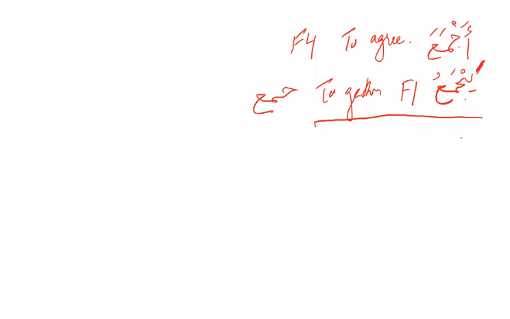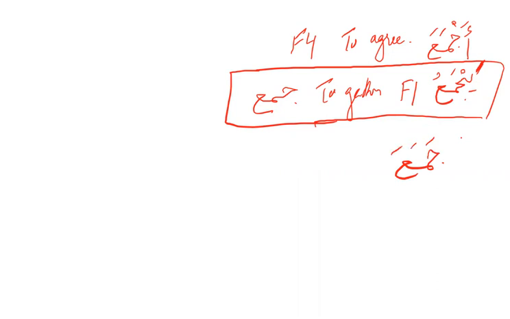Just one minute. You are talking about this one, right? I'm talking about the yajma'u, the present tense active form. This is yujma'u. So you said to gather, correct? No, I'm saying jama'a yajma'u, right? Yes, this is Form 1, active, and this form means together.